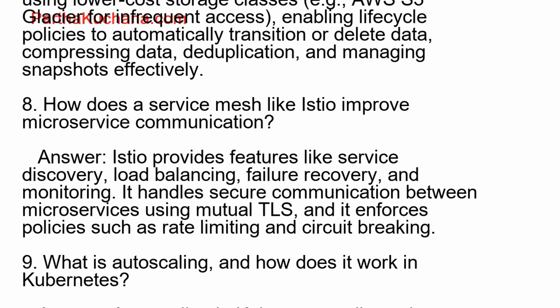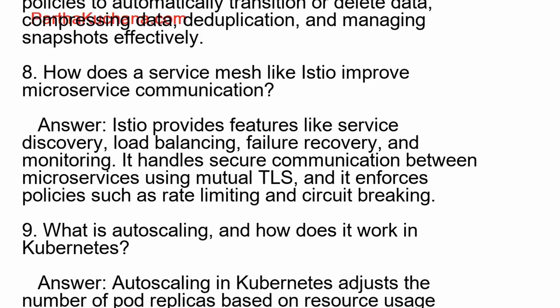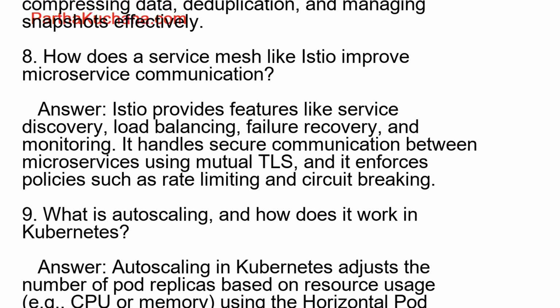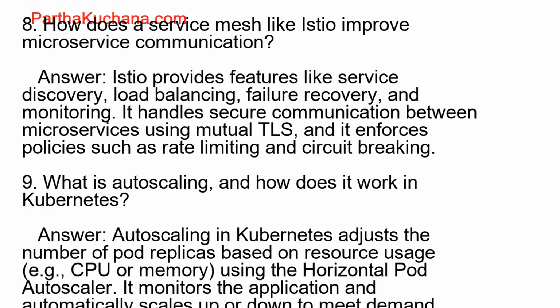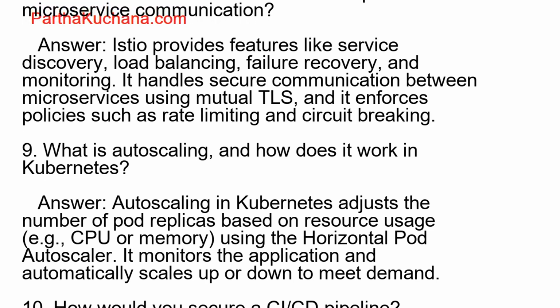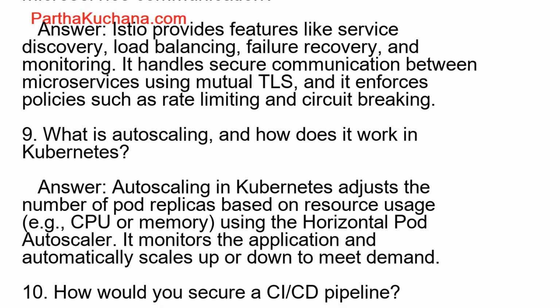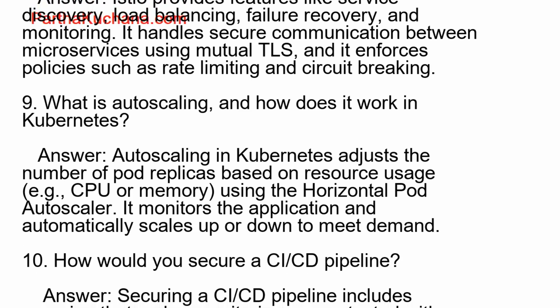10. How would you secure a CI/CD pipeline? Answer. Securing a CI/CD pipeline includes ensuring that code repositories are protected with access control, scanning for vulnerabilities and dependencies, using secrets management, e.g., Vault, applying signed artifacts for integrity, and enforcing least privilege access across the pipeline.